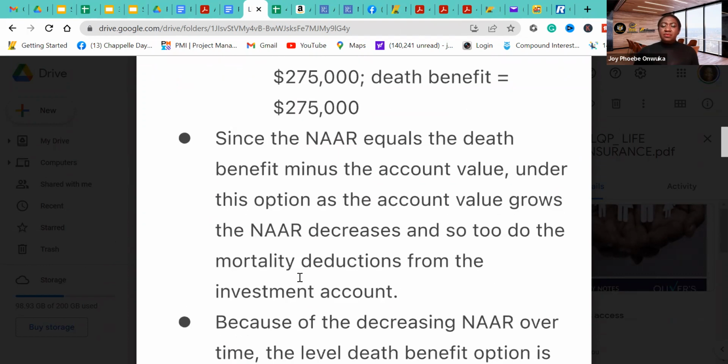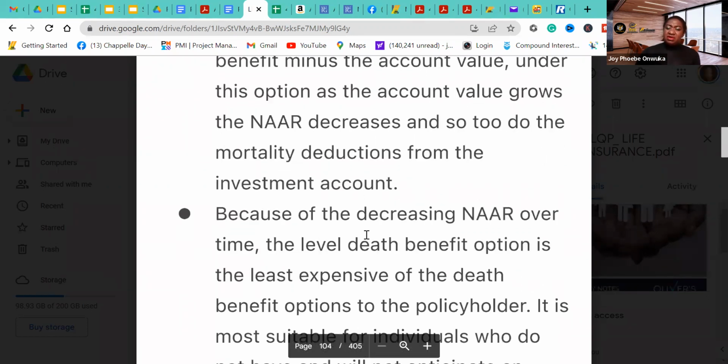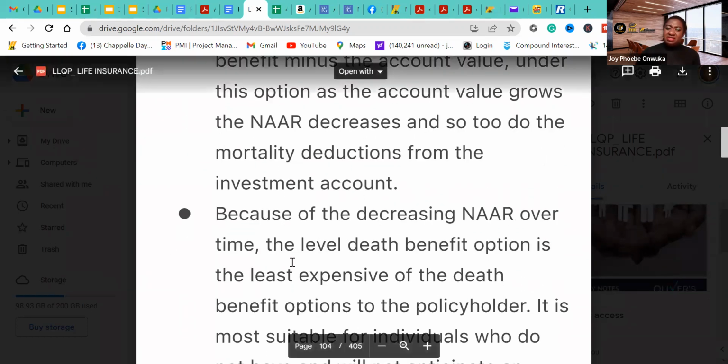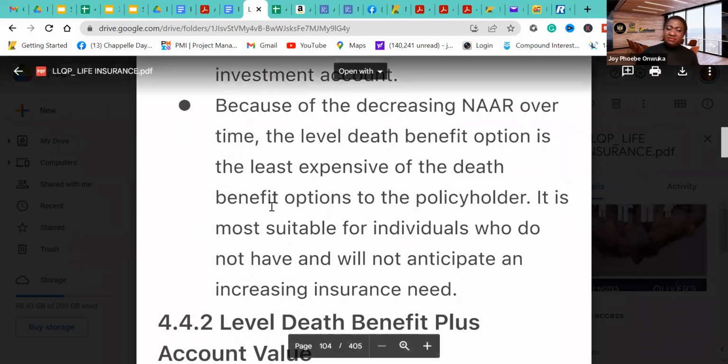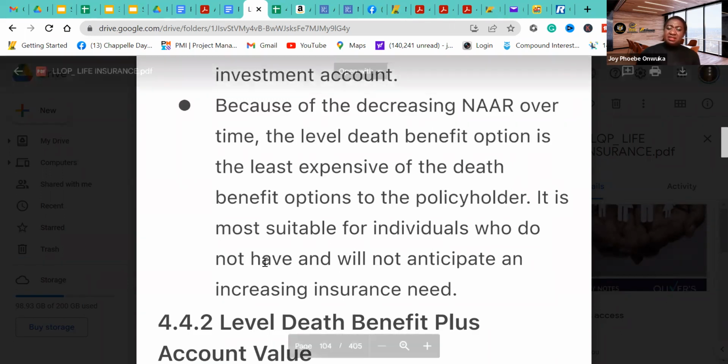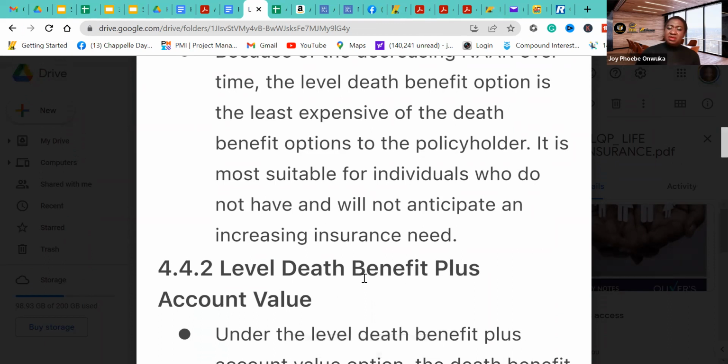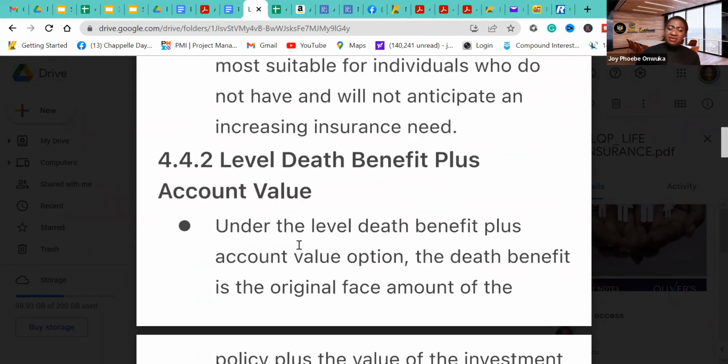Okay. All right, since the net amount at risk equals the death benefit minus the account value under this option, as the account value grows, the net amount at risk decreases. Okay, we've read this one. Because of the increasing net amount at risk over time, the level death benefit option is the least expensive of the death benefit options to the policyholder.